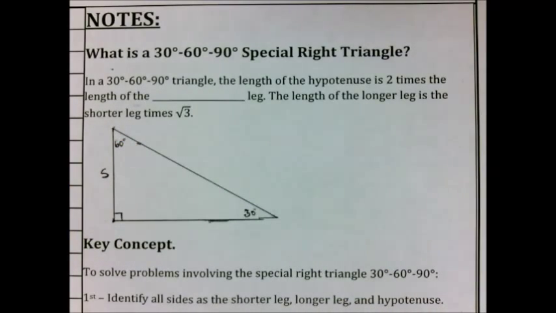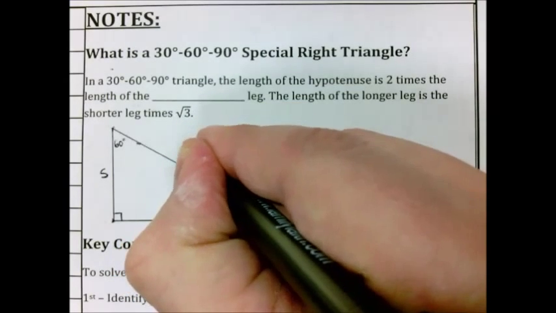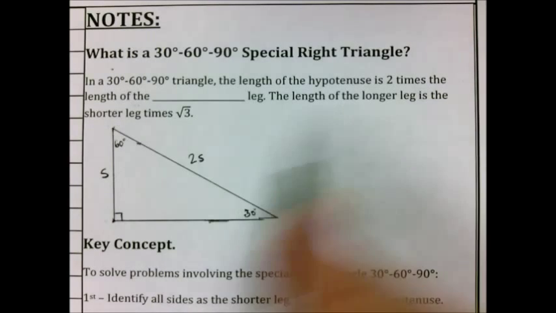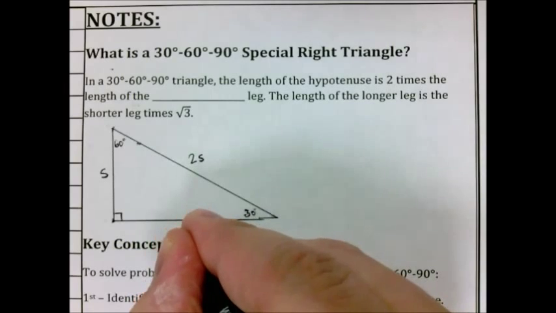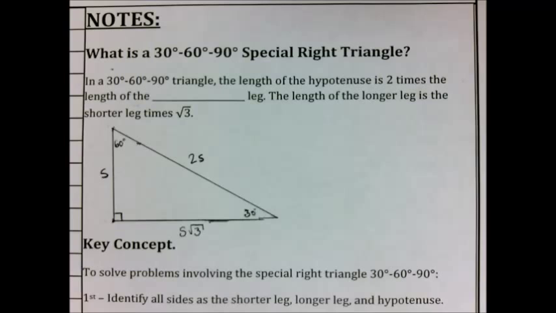Now the hypotenuse, we said, is 2 times the shorter leg, so that's going to be 2S. And the length of the longer leg is the shorter leg times the square root of 3, so S times the square root of 3. That little diagram is really going to help you understand how all of these things are connected.